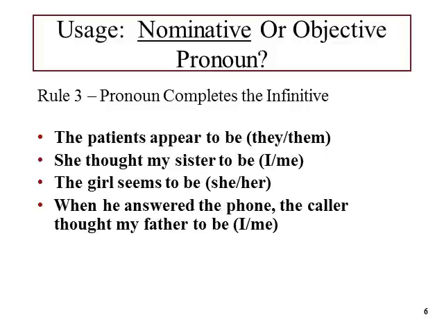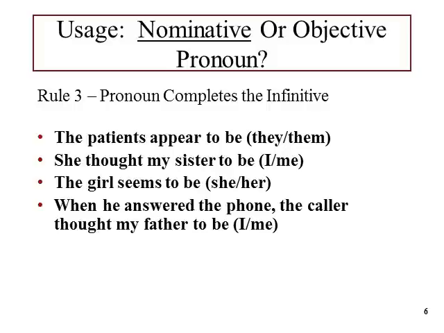Rule number three is really, really easy to distinguish if you simply isolate your to be and you look to the left. Let's take a look. In this first case, the patients appear to be they or appear to be them. Well, our rule is isolate to be and look to the left. We've got a verb, and it's actually a linking verb, which reminds us that we need to choose the nominative case, they. They appear to be the patients, or the patients appear to be they.